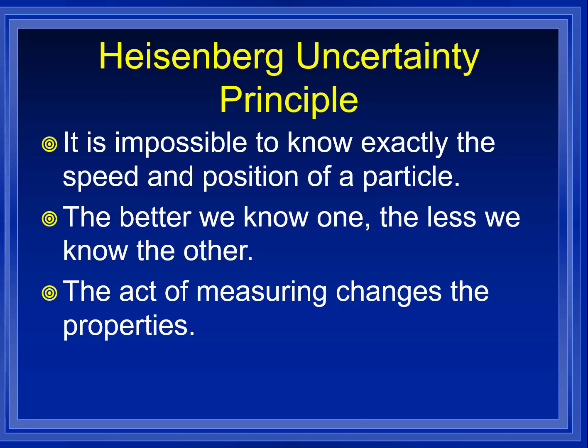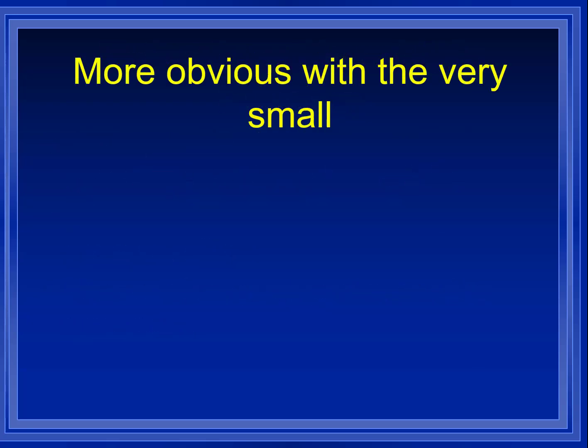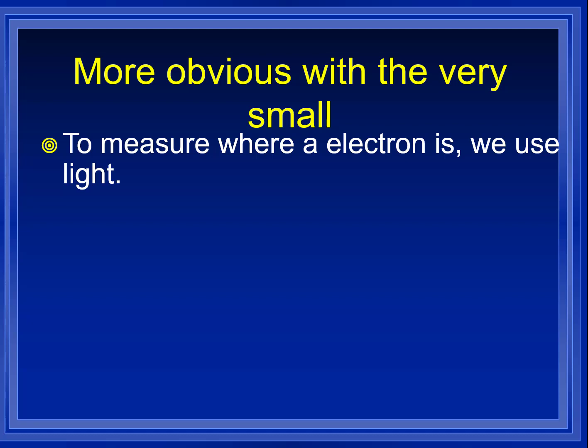Okay? Now, we don't see it all the time. But it's obvious when you get to the very small. You're not going to see it in macroscopic objects, things you can see. Okay? So to measure where an electron is, we use light. Right? Because I need something smaller than the electron to figure out where the electron is. I cannot figure out where the electron is with a meter stick. It's too big. I need something smaller than the electron to figure it out. And the only thing smaller than the electron is light.